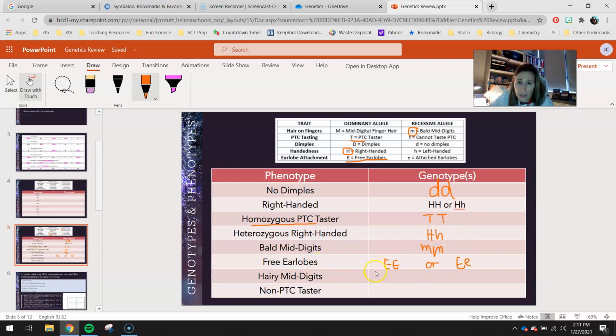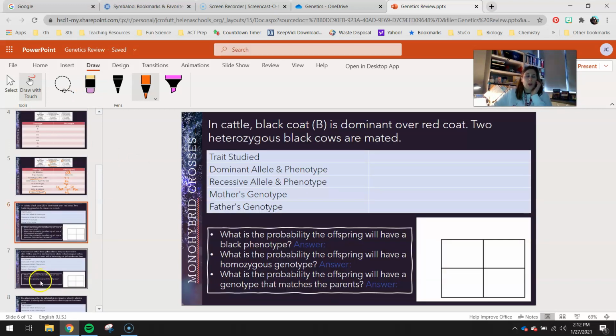Hairy mid-digits, on the other hand, mid-digital finger hair is dominant, so we could either be big M, big M, or big M, little m. And then finally, non-PTC taster, that's a recessive trait. So again, the only way we're going to get that is if both parents pass it down. So little t, little t. Those are your answers for that table. Moving on to your monohybrid crosses.